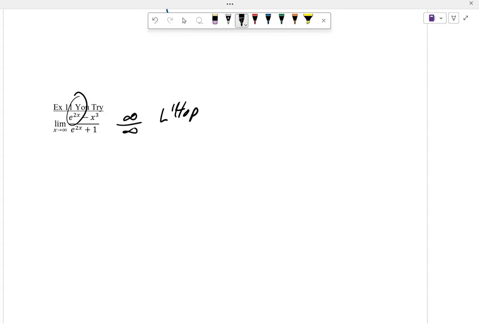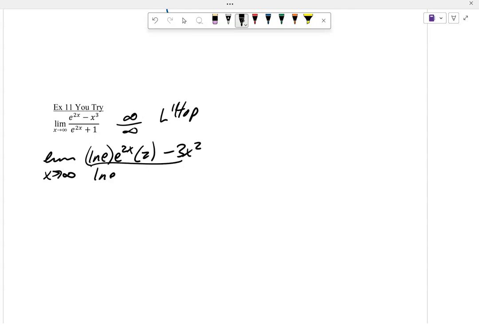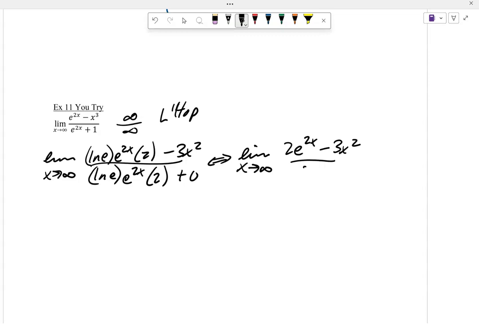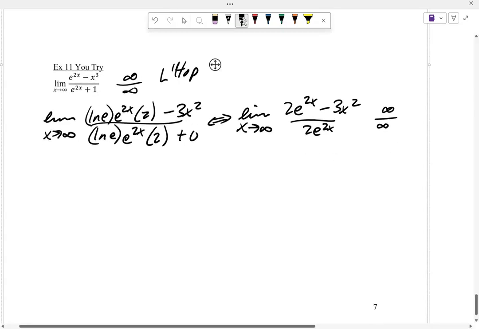obviously, again. And so we've got limit as x goes to infinity of the ln of e to the 2x chain rule on that, minus 3x squared over ln of e to the 2x times 2 plus 0. And so we've got limit as x goes to infinity of 2e to the 2x minus 3x squared over 2e to the 2x. Now notice, again, we're going to have infinity over infinity. So we got to use L'Hopital's again.